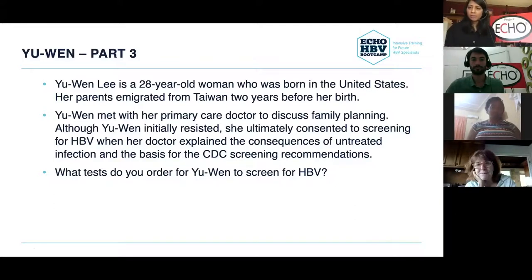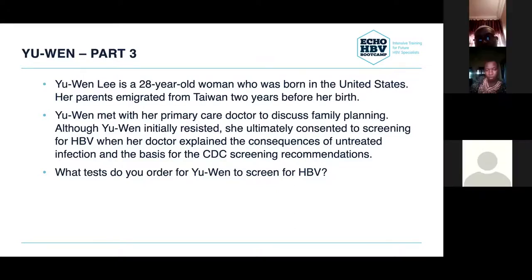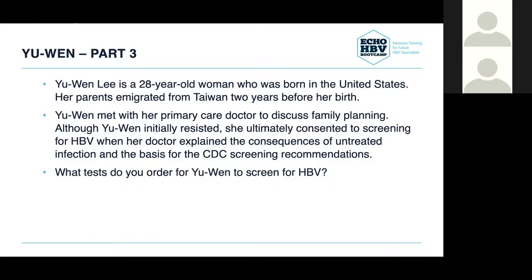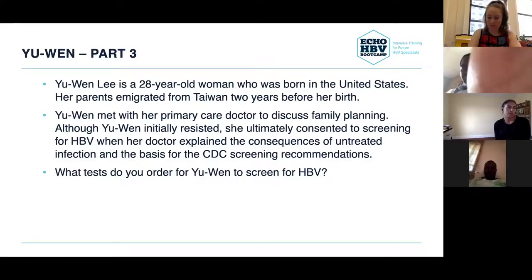Depending on the patient, for a 28-year-old, I'd probably just order that. I'd probably also do a Hep C antibody, HIV, and the usual labs. Okay.